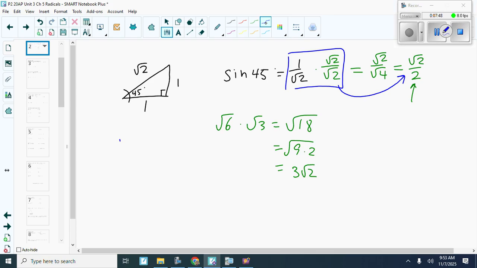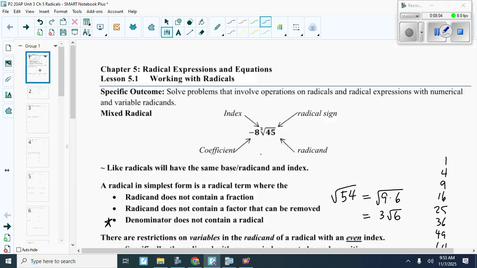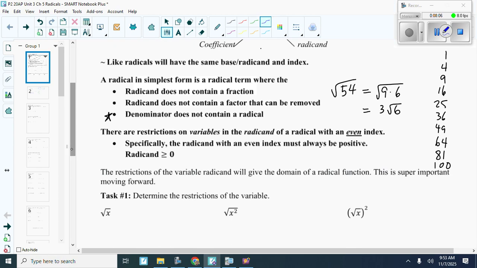So if I had 1 over root 3 and I had to rationalize it, I would multiply top and bottom by root 3, and I'd have root 3 over 3. We're going to spend a little bit more time on that. We're just going back to our summary. So that is, denominator does not contain a radical. This is just my little example.